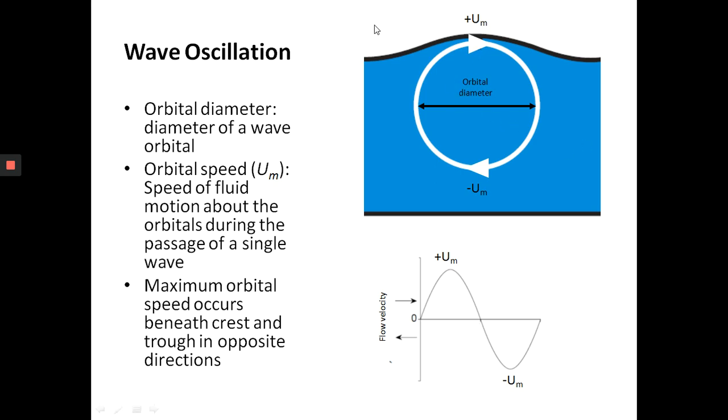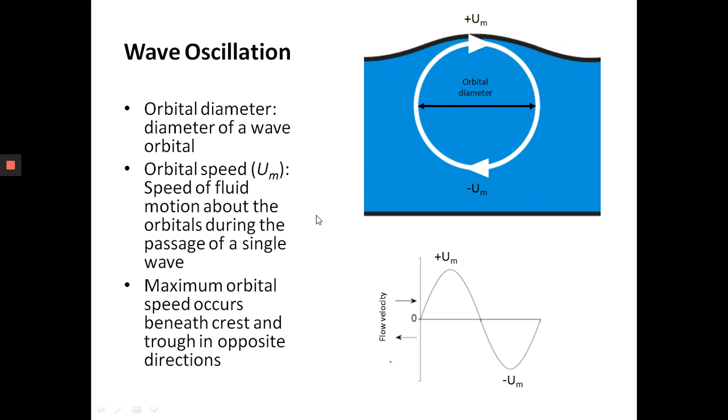One occurs at this position when the water molecule is just beneath the crest. But then it moves in circular motion and reaches this position here when the trough of the wave passes through. And this is also a maximum speed, but it is now in the opposite direction. This one is going towards the right, but this one is going towards the left.